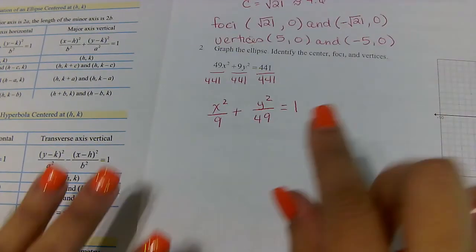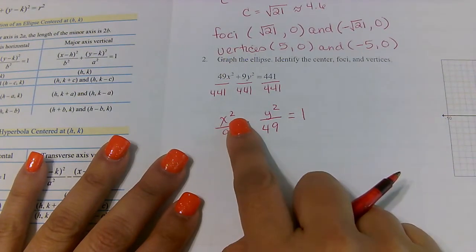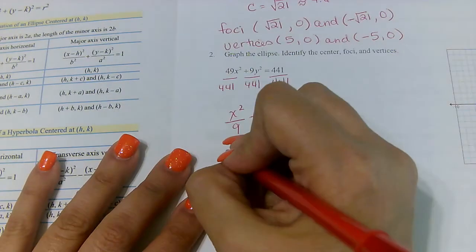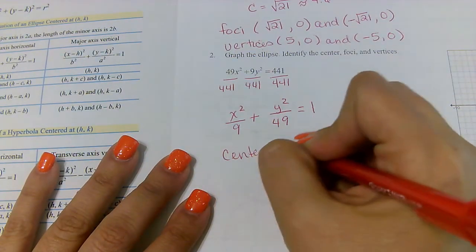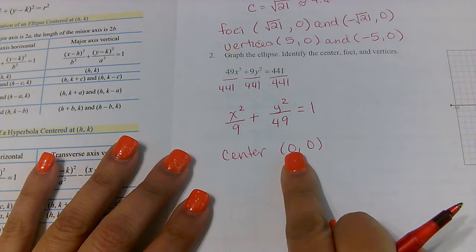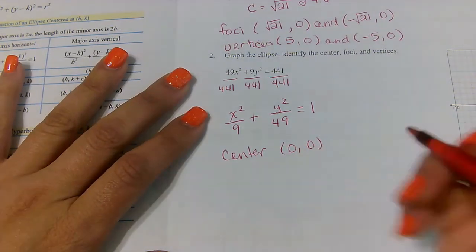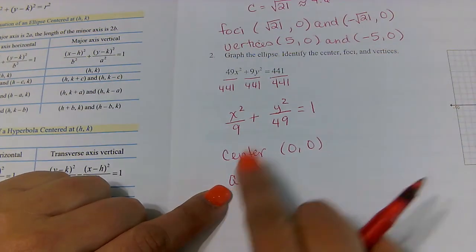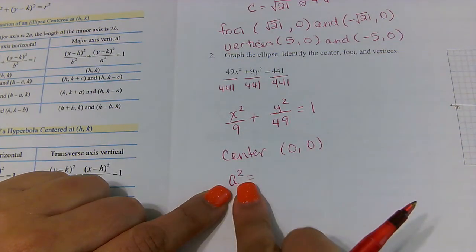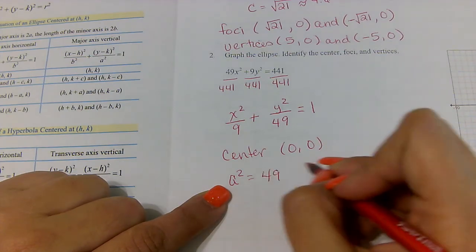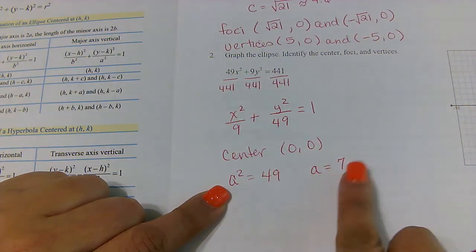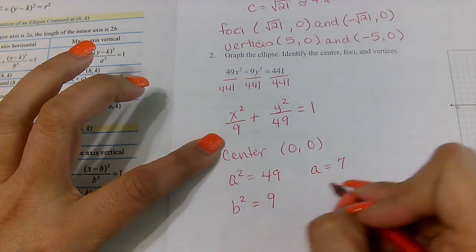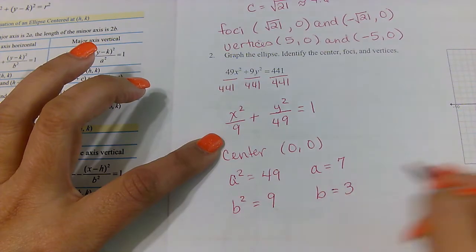Now I can go ahead and identify our center. Notice that we still don't have a number attached to the x or to the y, so our center here is going to be 0, 0. That means our h is 0 and our k is 0. Our a squared is going to be always the larger number. Since 49 is the larger number in this case, we would know that a is equal to 7. Our b squared is going to be the smaller number, so that will be b is equal to 3.